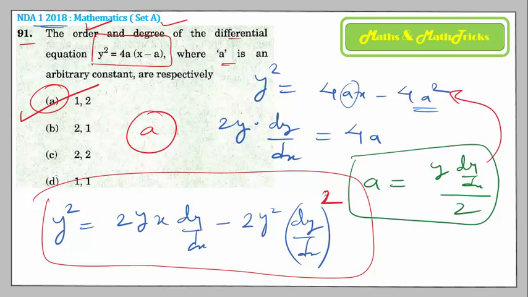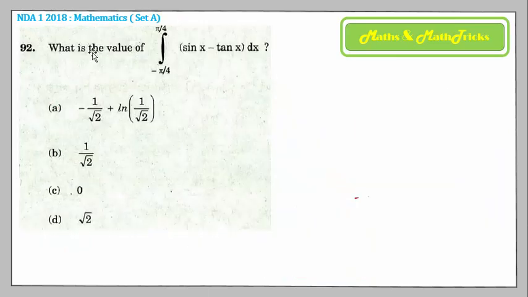Is that clear? Now coming on to the next question, the 92nd. What is the value of the integral? You have to evaluate the integral, but see that the limits are minus a to a for the given function f of x. Whenever it is like this, with limits from minus a to a, you always have to check for the even and odd nature of the function.